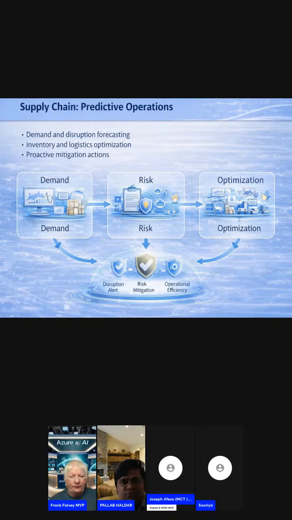This kind of supply chain predictive operation we apply there, like demand and disruption forecasting, inventory and logistics optimization, to keep proper inventory inside a warehouse that is nearby to the hospital, or nearby to the operation or research center for that particular medical institute. If you see, there are different steps like demand, risk and optimization. These three come together and do different parts of the predictive operation, and we implement other steps also.